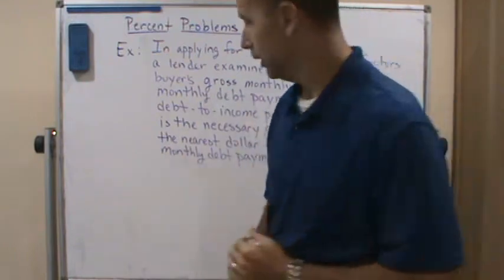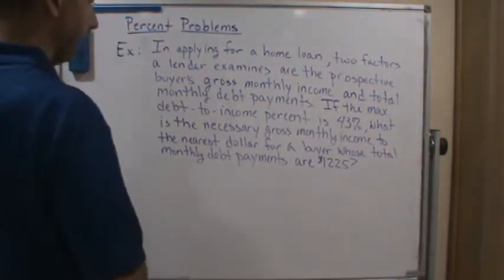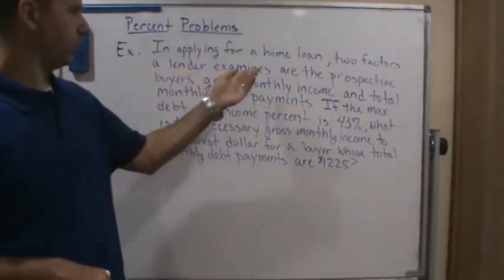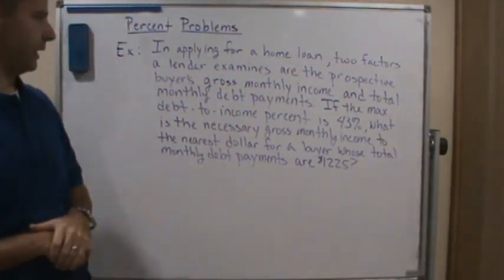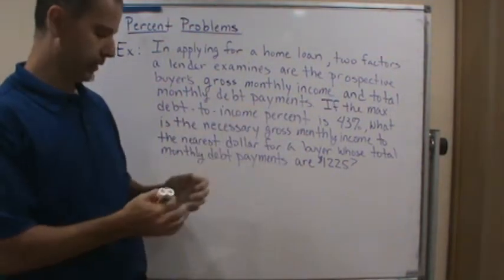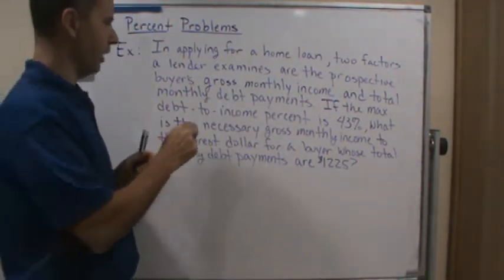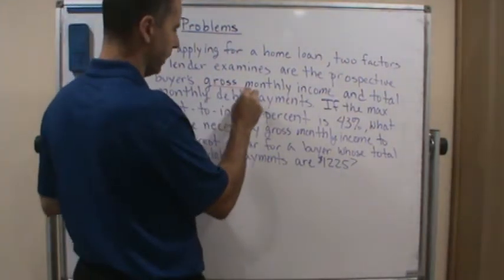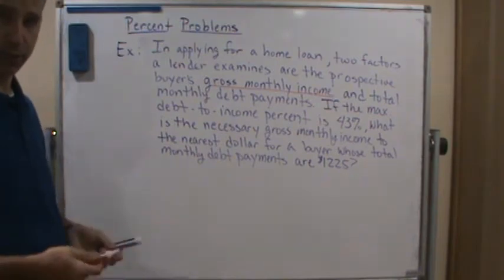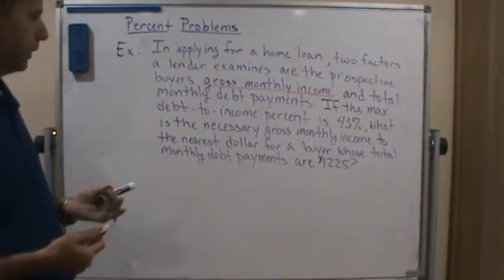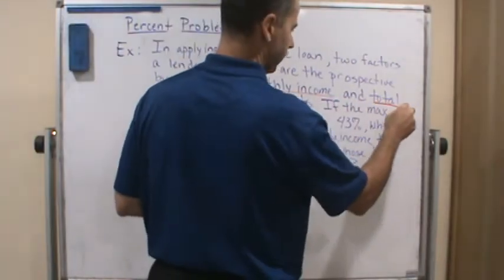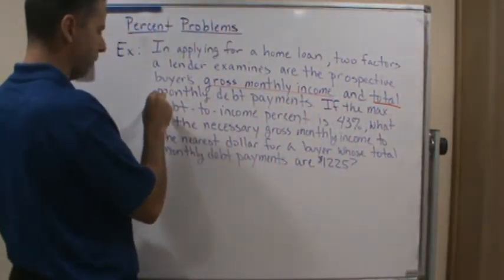Okay, so in this example, we're going to look at applying for a home. In applying for a home loan, two factors a lender examines are the prospective buyer's gross monthly income. Gross monthly income is the amount of money coming in before any deductions, before taxes or anything else are taken out. The other thing is total monthly debt payments. So what's going out?